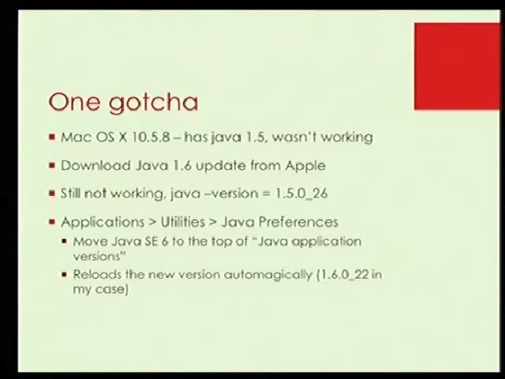But there's a thing you can do if you don't know this already. I found this on the web. Applications, Utilities, Java Preferences. You can drag the little SE6 up to the top of the list, and it automatically loads that version of Java in the background. So that becomes the active default version of Java on your Mac. So with that in place, it actually worked. And I was able to get the demo that I had built working on this.